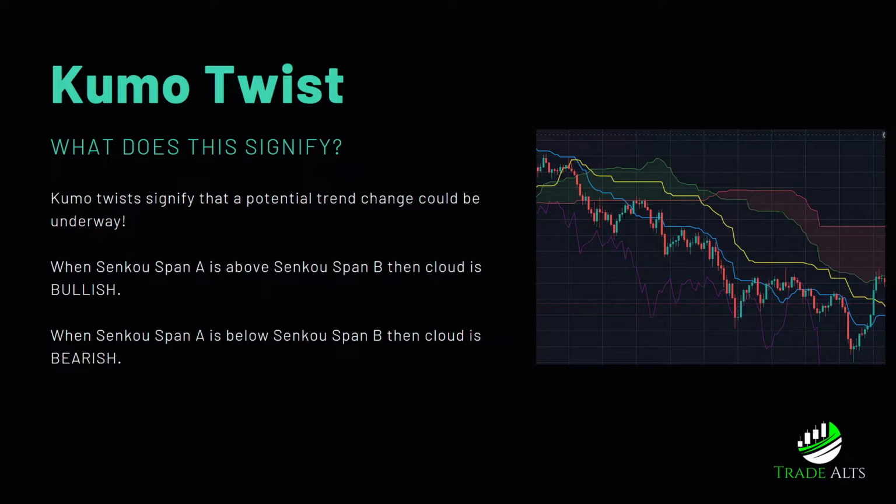When Senkou Span A is above Senkou Span B, like I already said, the cloud is bullish. When Senkou Span A is below Senkou Span B, again, the green line crosses and now it's underneath the red line here, then the cloud is bearish.